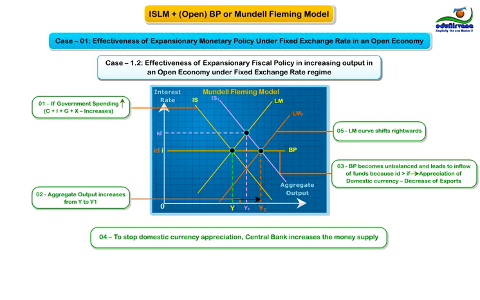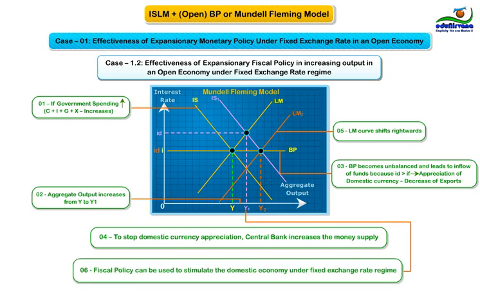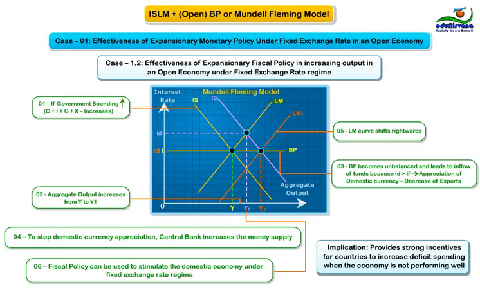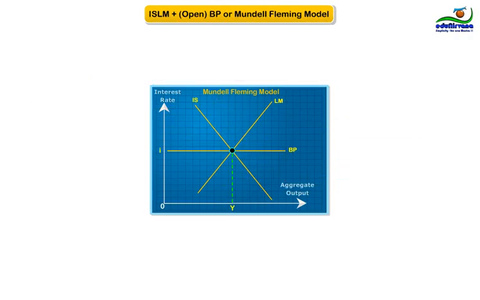This outcome is significantly different than the outcome from the monetary policy. The fiscal policy has a strong effect on output and income and can be used to stimulate the domestic economy under fixed exchange rate regime. Implications: provides strong incentives for countries to increase deficit spending. Example, borrow when the economy is not performing well.